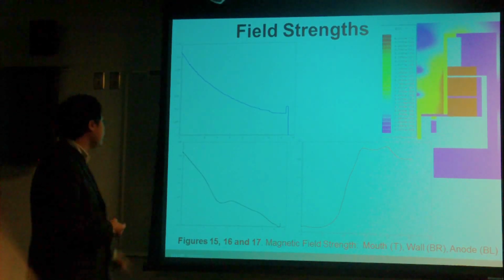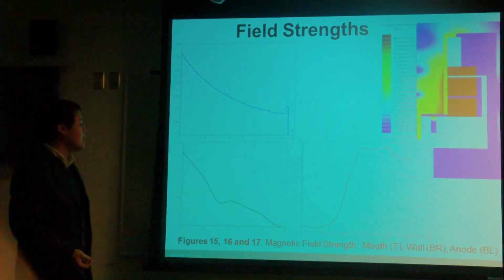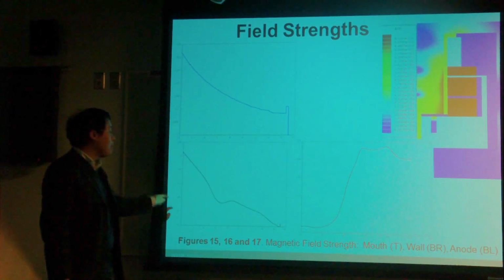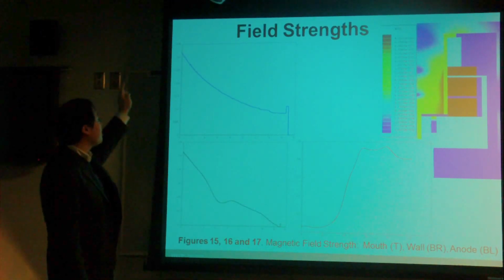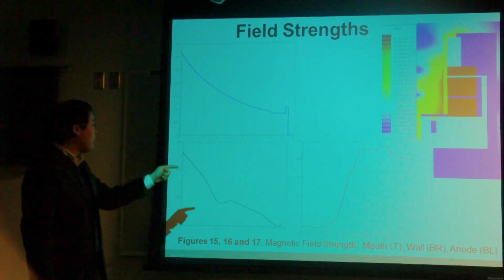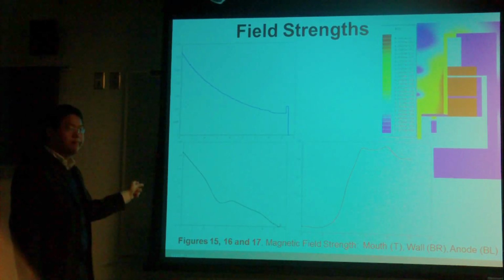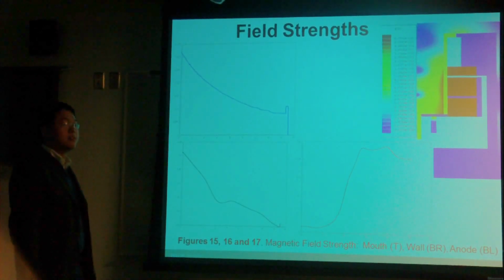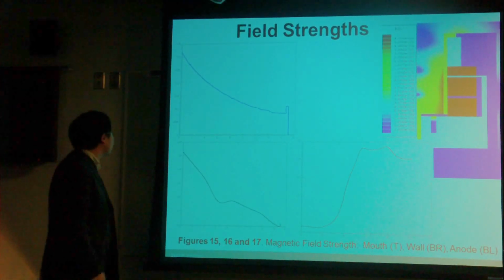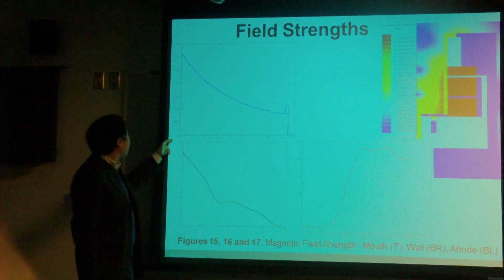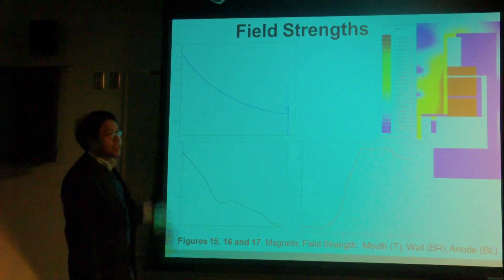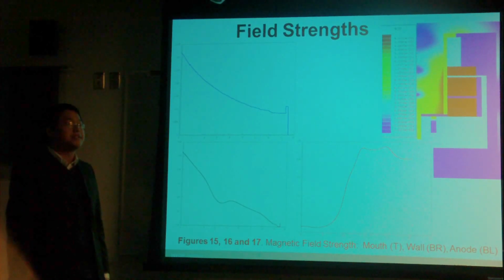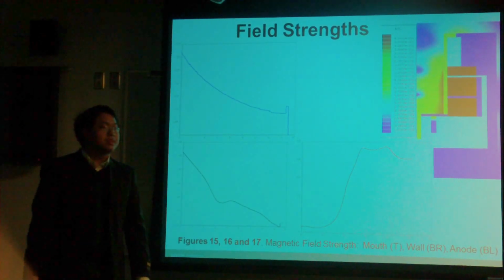The center is to the right and the wall is to the left? Yeah, so the wall would be the bottom. So the mouth would be the top, the bottom right would be the wall, and the anode would be the bottom left. I cannot read the number there. What's the number at the wall? On the top left, it's around 0.03 Teslas, so that's around 300 Gauss, yeah, which is fairly weak.